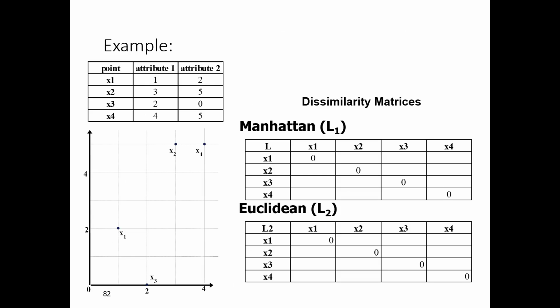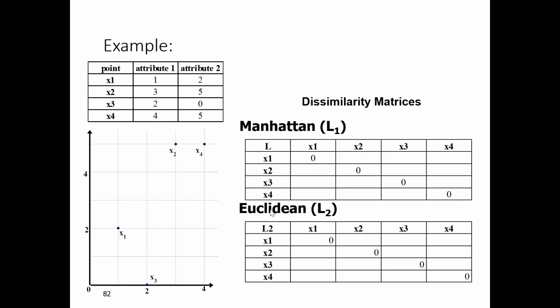Now, here is the small exercise that we are going to do. We are going to assume that we are working in the 2D plane. When we say 2D plane, this is the first attribute and this is the second attribute. So x1 is 1, 2, which means attribute 1 is 1 and attribute 2 is 2. x2 is 3, 5. x3 is 2 comma 0. x4 is 4 comma 5. So these are the 4 points.